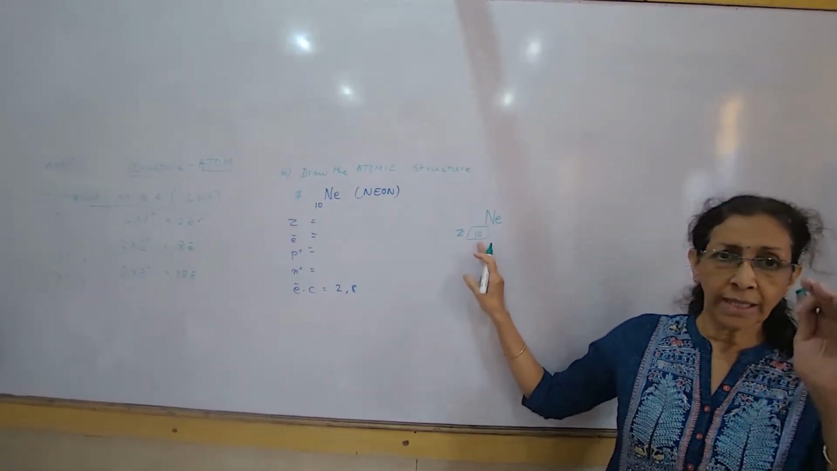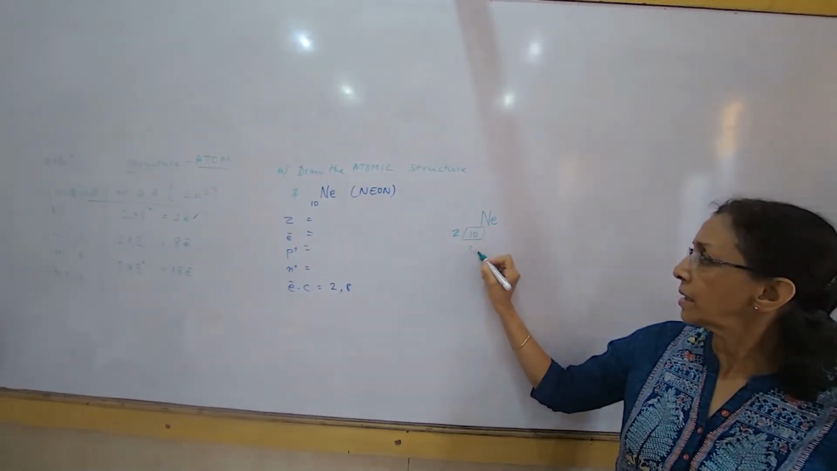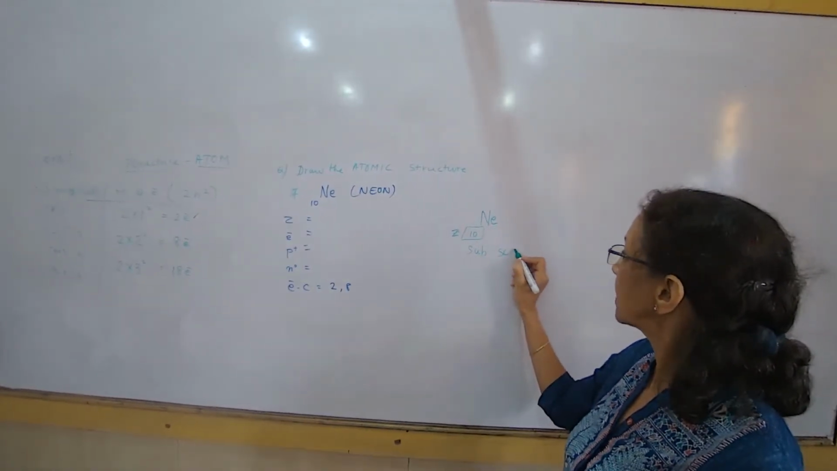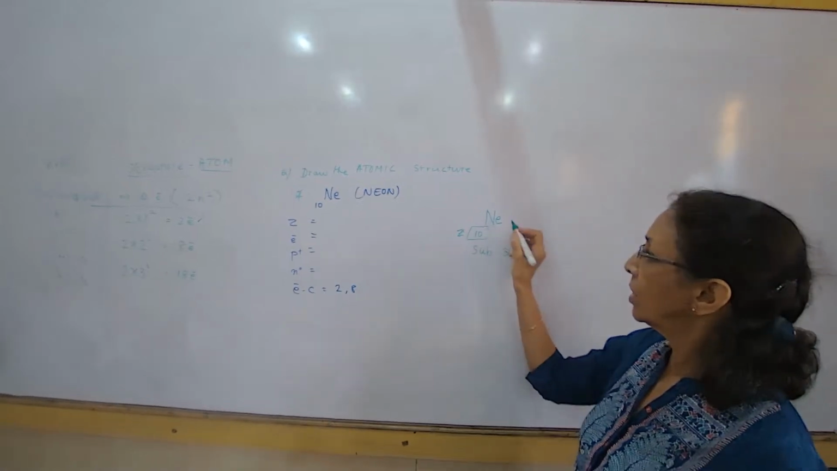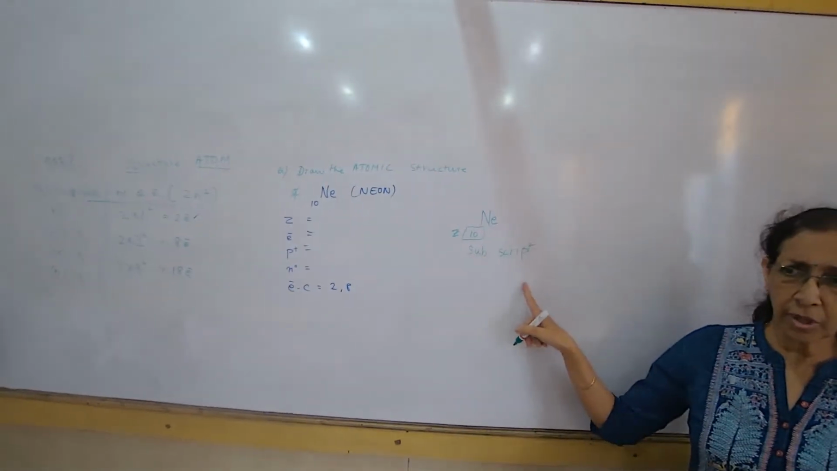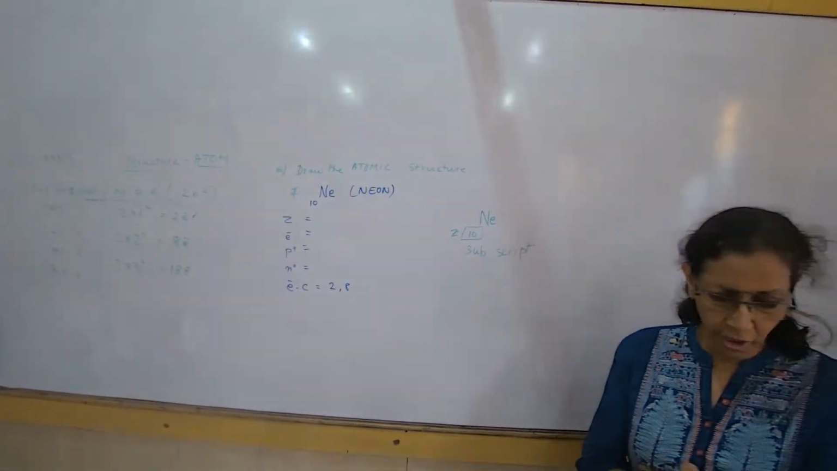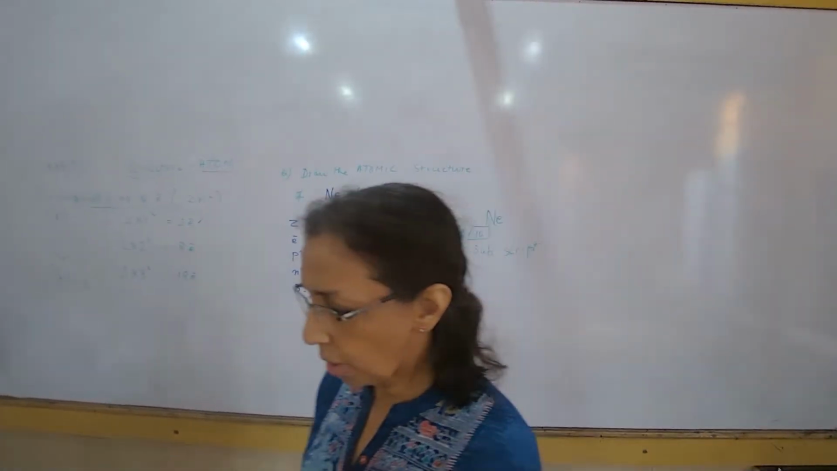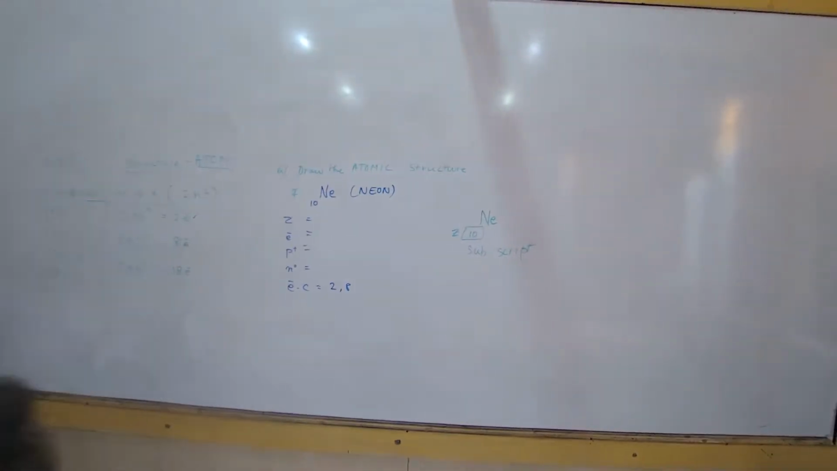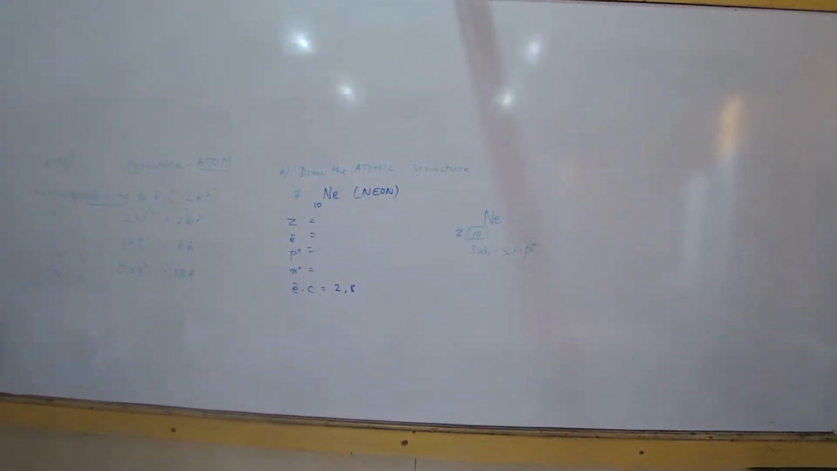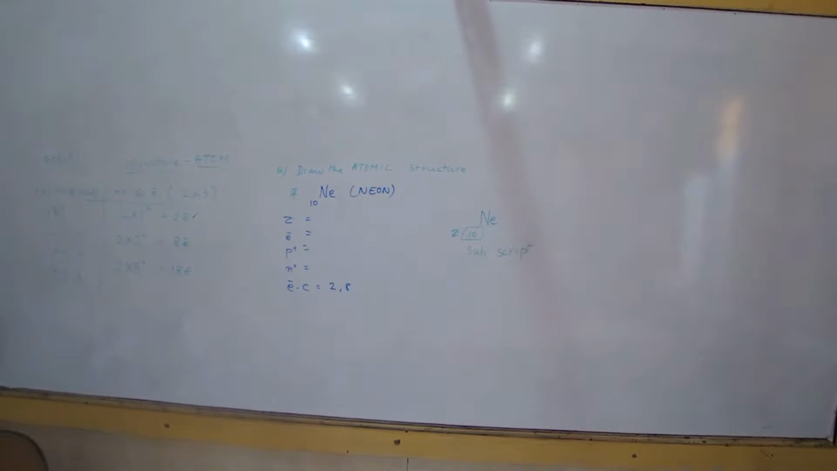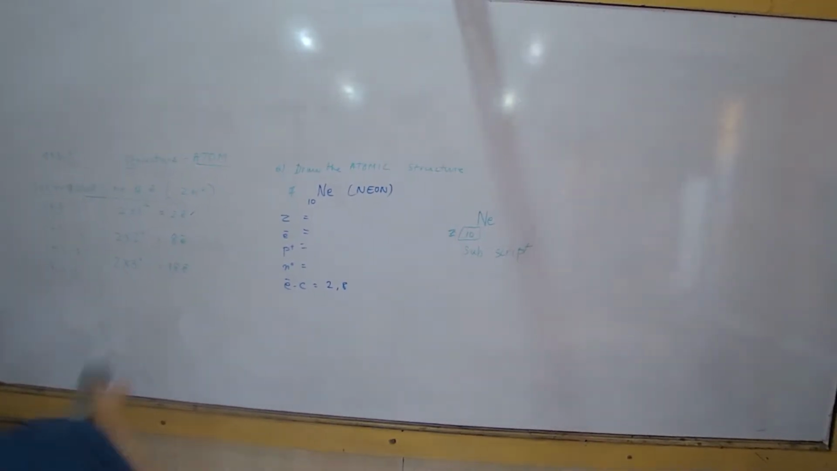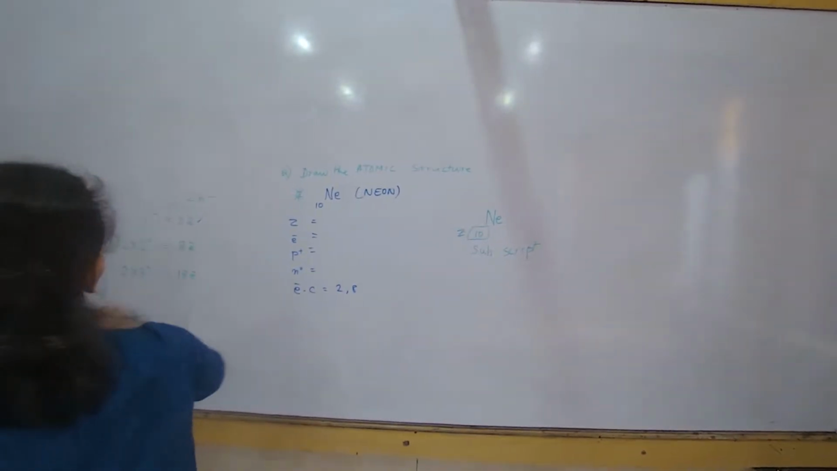Nobody is going to tell you that this number is the atomic number. Now you should know that the subscript, that means whatever has been written below, is your atomic number. Now I'm going to introduce the atomic mass number. Atomic mass number is different and atomic number is different.